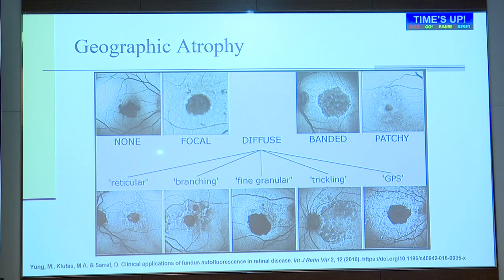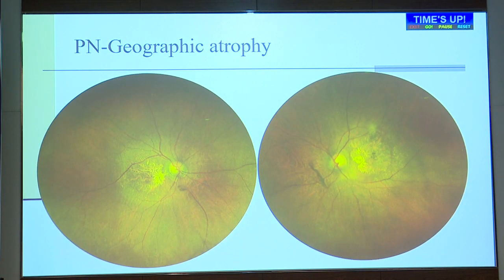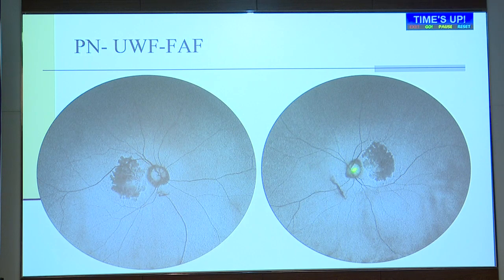So this has also been classified into different forms, and they have different prognostications. It's another patient with geographic atrophy.